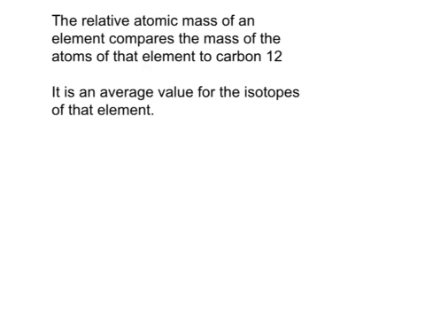Okay, so the relative atomic mass of an element is comparing the mass of the atoms of that element to carbon 12, the isotope we just looked at in the previous slide. So it is an average value for the isotopes of that element. So, for example, you may see chlorine in your periodic tables as 35.5. That's because there's more than one isotope of chlorine, and that number 35.5 is an average of the isotopes that are in existence of that particular element. And the same applies for the other elements in the periodic table as well.